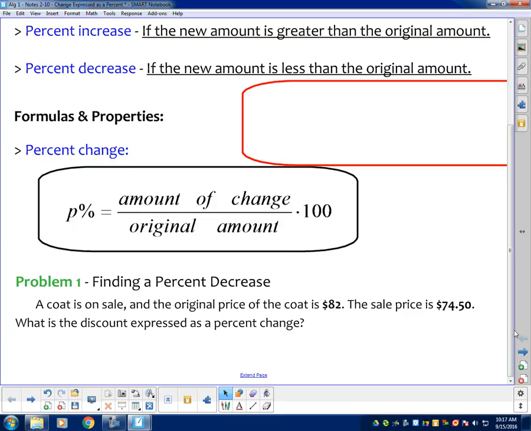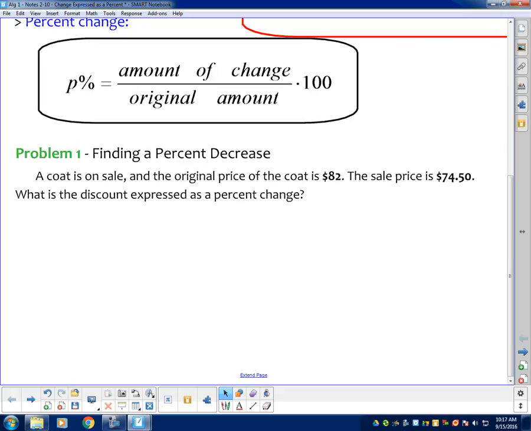So finding a percent decrease. It says a coat is on sale and the original price of the coat is $82. The sale price is $74.50. What is the discount expressed as a percent change? So this is using our formula here, percent change. To get the amount of change, we've got to do a subtraction problem. We've got to take $82 and subtract from it $74.50. Okay, so that's going to give us $7.50.